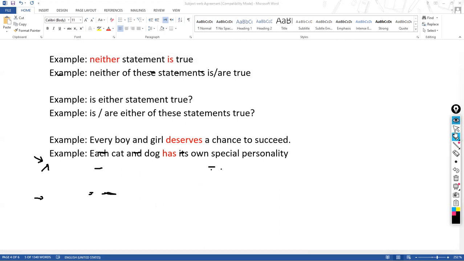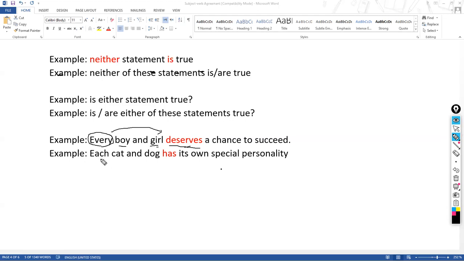We have another example with a fun word, which is every. So notice here, every boy and girl. I know, Suna, that boy and girl, we have a plural. But notice that I said deserves a chance to succeed. So please, we have what? Every boy. So even though you want to use plural, please be careful that with these words you have to use singular all the time.